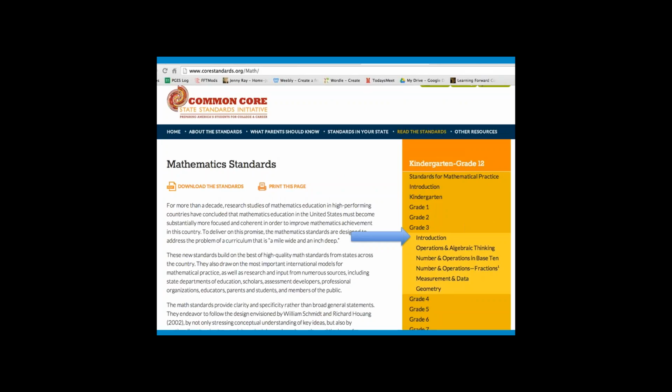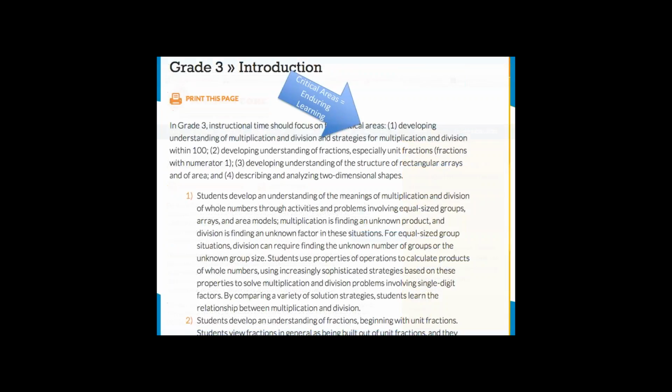So they went directly to their standards. And you can see there, at the arrow, when they went to the introduction, then under that, they would find all these critical areas for math for third grade. Those critical areas are your enduring learnings, okay? I know teachers have struggled with what are enduring learnings. They come directly from your standards. And when you choose one, you just need to go back to that definition of enduring and make sure that it meets those guidelines. But the critical areas in math can be used as enduring learning. And this teacher actually chose critical area number one about understanding multiplication and division.